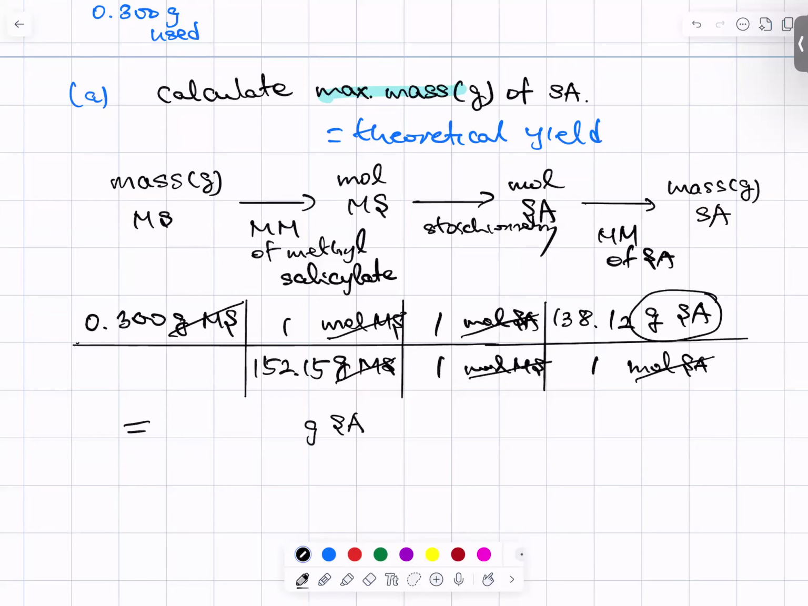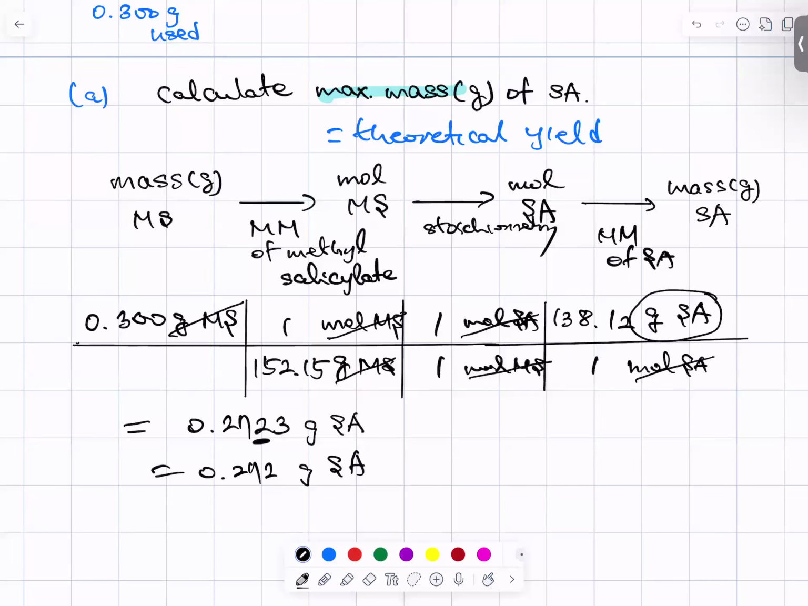And then simply plug those numbers into the calculator. 0.3 times 138.12 divided by 152.15. It is 0.2723 grams. Let me underline the 2. This is the last sig fig. So you can write this one as 0.272 grams of salicylic acid.